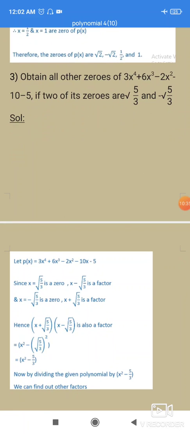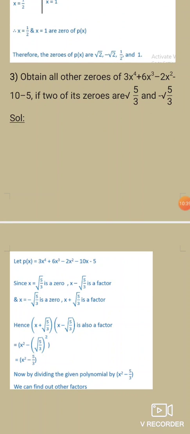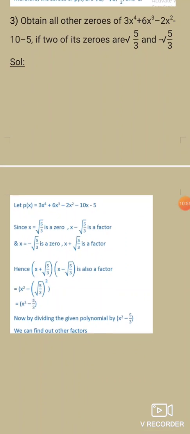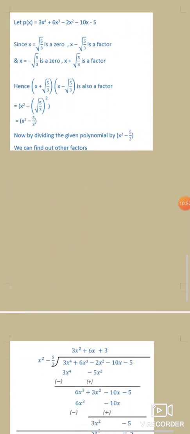Then next, the common factor x plus root 5 by 3 into x minus root 5 by 3 is equal to what? x square minus root 5 by 3 the whole square. That is x square minus 5 by 3. Now by dividing the given polynomial by x square minus 5 by 3, we can find the other zeros.